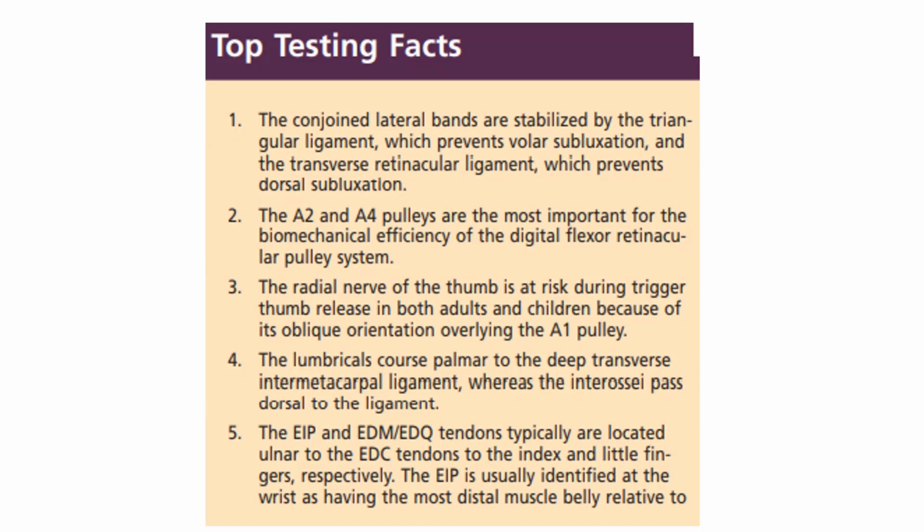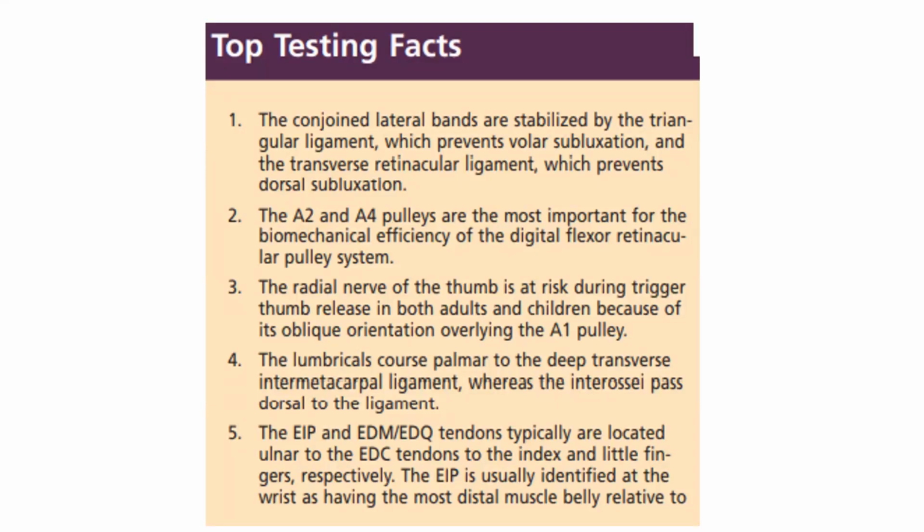The conjoined lateral bands are stabilized by the triangular ligament, which prevents volar subluxation, and the transverse retinacular ligament, which prevents dorsal subluxation. This is for the flexors and extensors to localize them. You should know about the A2 and A4 pulleys. They are the most important for biomechanical efficiency of the digital flexor retinacular system.